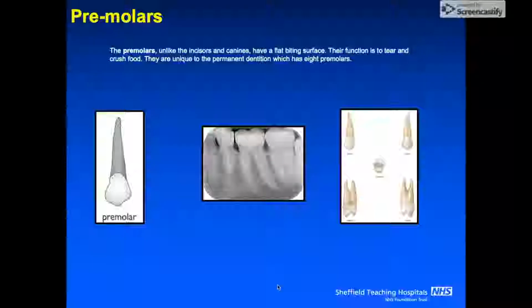Moving on to the premolars. So unlike incisors and canines, they have a flat biting surface. Their function is to tear and crush food. They are unique to permanent dentition, which has 8 premolars. Now, this here is the premolar. Although on the x-ray it looks like it only has a single root, in actual fact, there are 2 roots which are superimposed on top of each other. So just bear that in mind. It will appear as one, but in actual fact, there's kind of one behind it also.